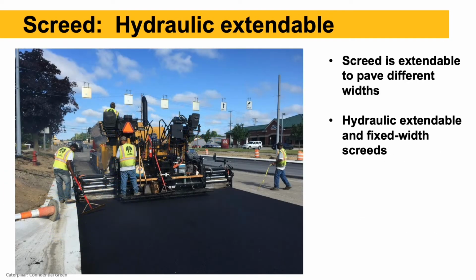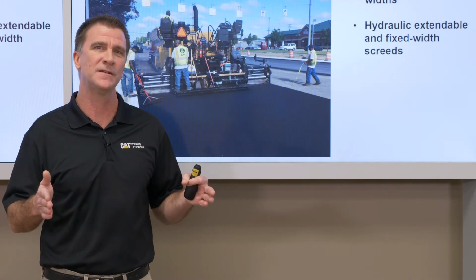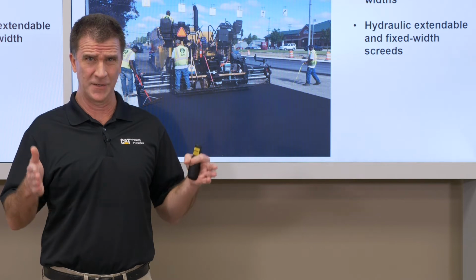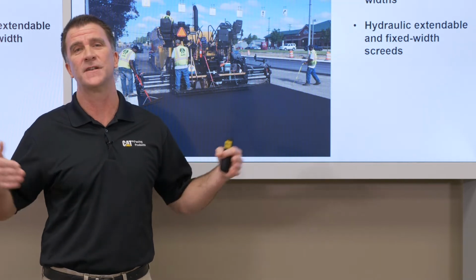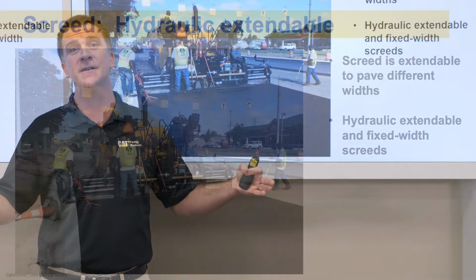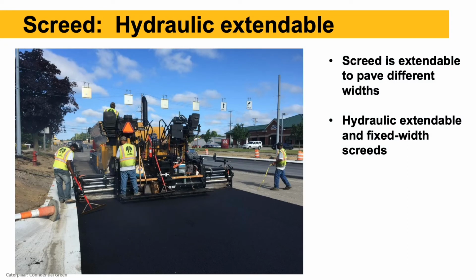The next thing, again, is the screed. Today, mostly what we see in the industry are what we call hydraulic extendable screeds. So the screed is extendable to pave different widths. It'll have a fixed base width. Generally for highway or major roadways, they're either an 8-foot screed or a 10-foot wide main screed with hydraulic extensions that can extend in and out to various paving widths.